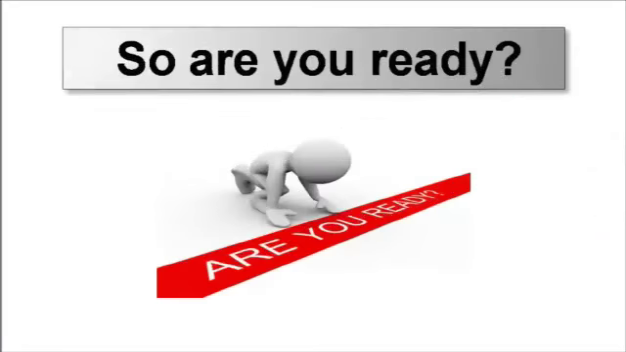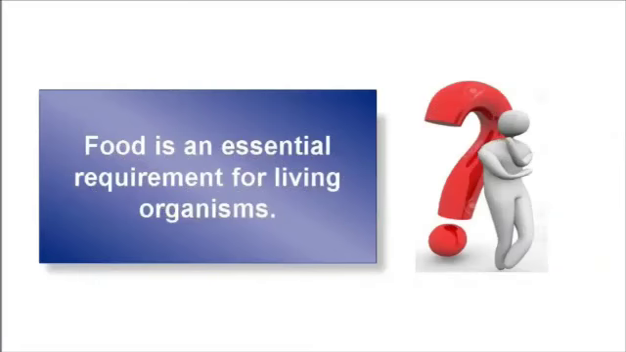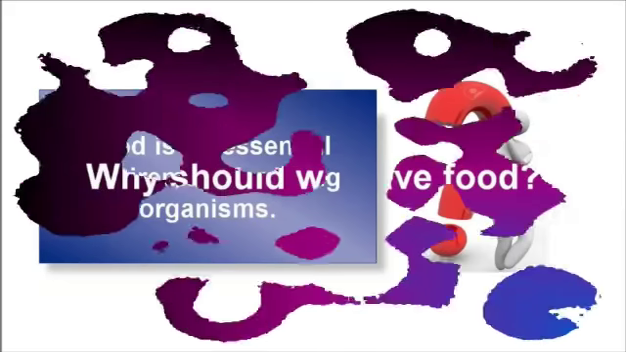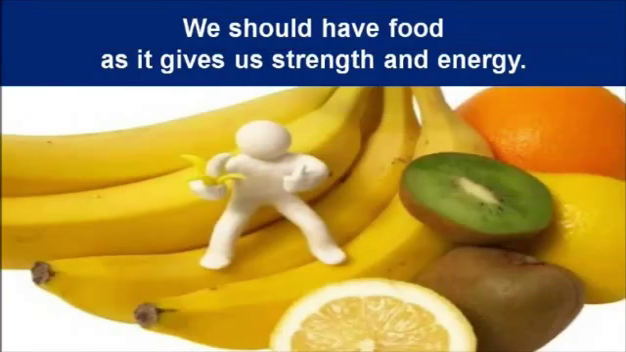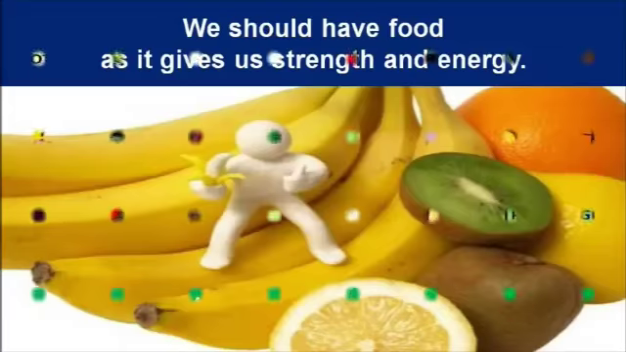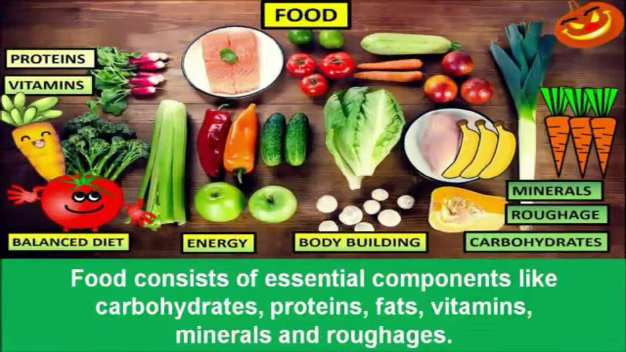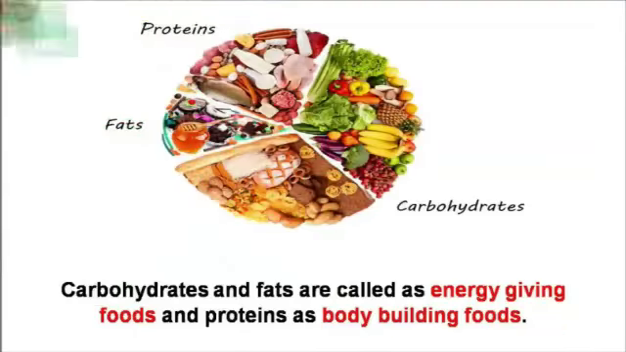So, are you ready? Food is an essential requirement for living organisms. Why should we have food? We should have food as it gives us strength and energy. Food consists of essential components like carbohydrates, proteins, fats, vitamins, minerals, and roughages. Carbohydrates and fats are called as energy giving foods and proteins as body building foods.